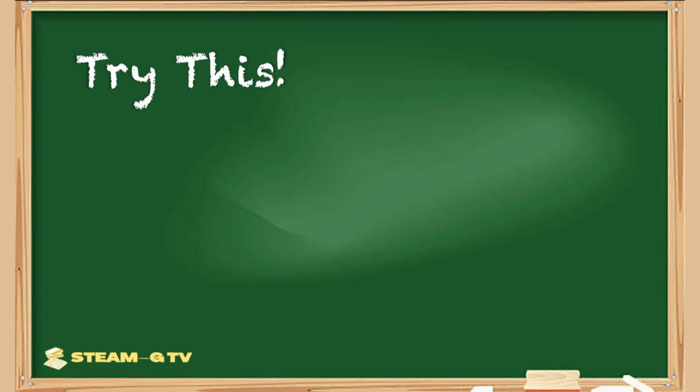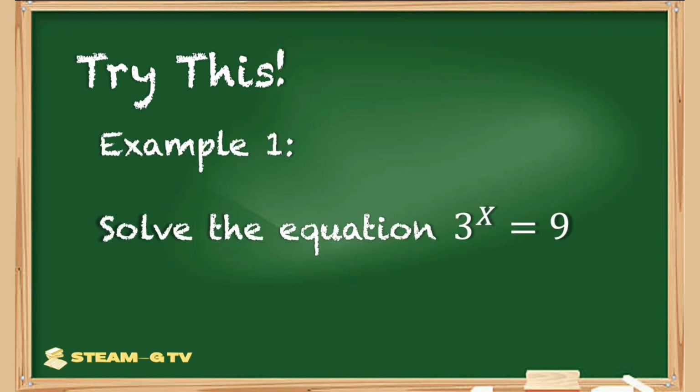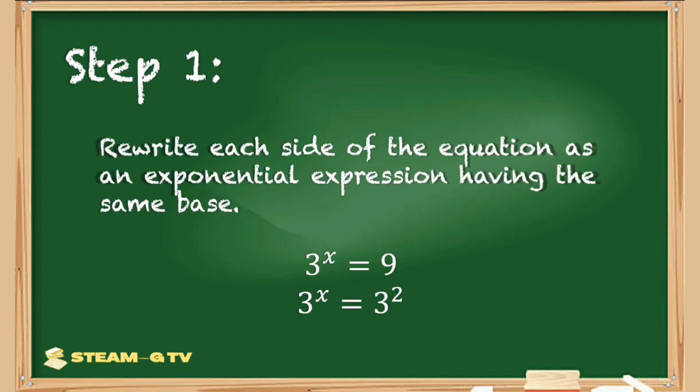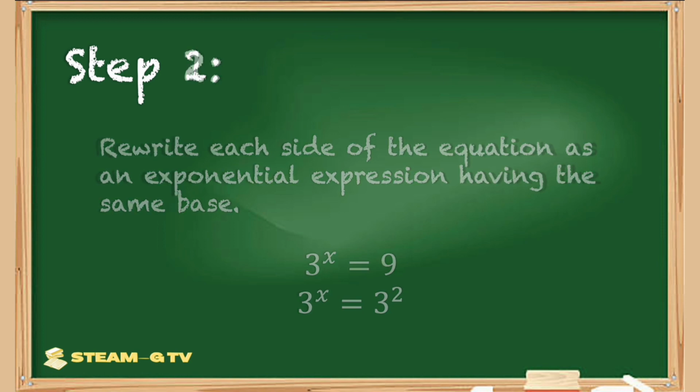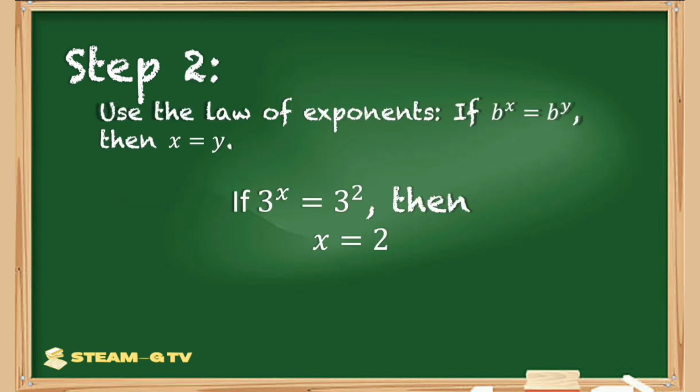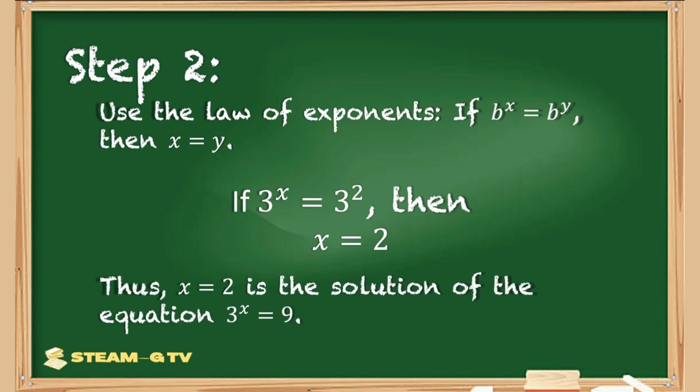Let's try to solve the equation 3 raised to the power of x is equal to 9. For the first step, we have to rewrite each side of the equation as an exponential expression having the same base. So 3 raised to the power of x equals 9 becomes 3 raised to the power of x equals 3 squared. Now, we are going to use the law of exponents, which states that if b raised to the power of x is equal to b raised to the power of y, then x is equal to y. So if 3 raised to the power of x is equal to 3 squared, then x is equal to 2. Thus, x equals 2 is the solution of the equation 3 raised to the power of x equals 9.